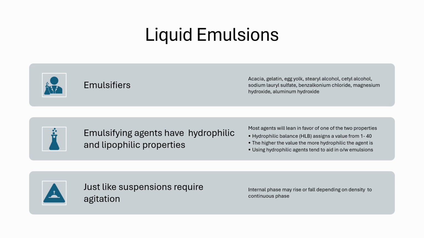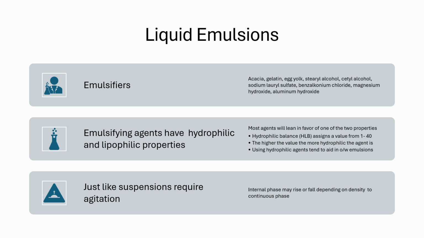Emulsifying agents have hydrophilic and lipophilic properties. Most agents will lean in favor of one of the two properties. They're assigned a hydrophilic balance, which is a value between 1 and 40. So the higher the value, the more hydrophilic the emulsifying agent is. So using a hydrophilic agent will aid in the development process of an oil and water emulsion.